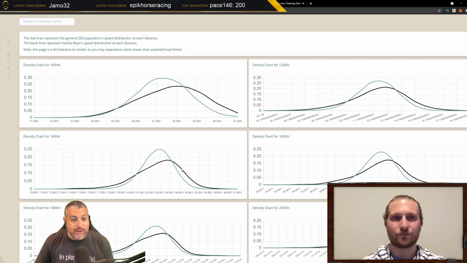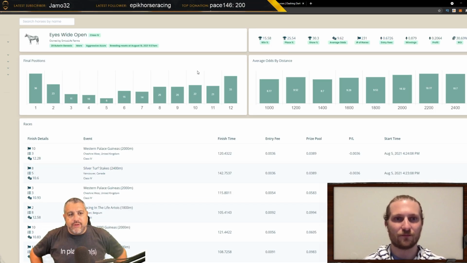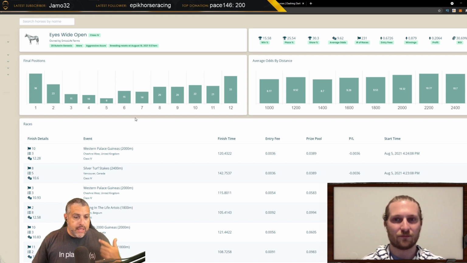My horses aren't good enough to have to do that. So let's take a look at a couple of my horses really quickly. Okay, so I've got 3 that I wanted to look at and get your opinion on: 1, where I should be racing them, and 2, how their odds look, because again, the odds on Vanilla Bean, everything is 7, and she wins basically everywhere.